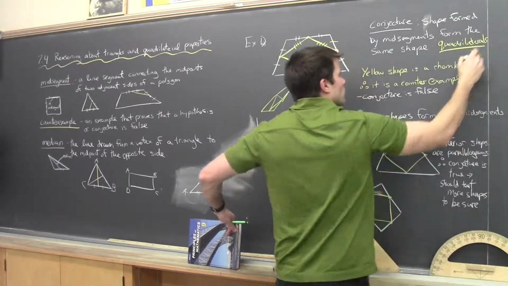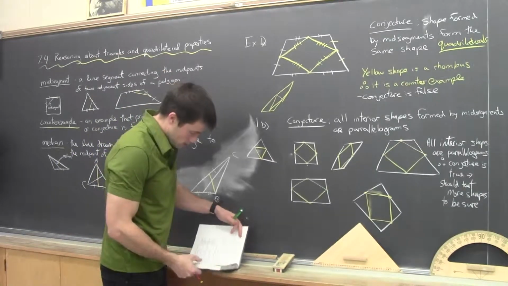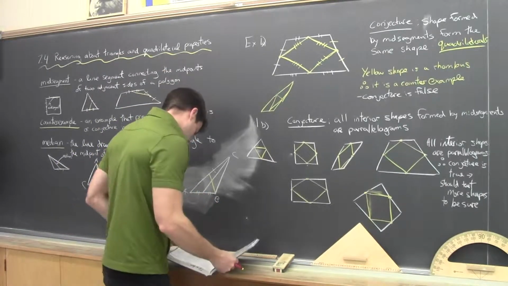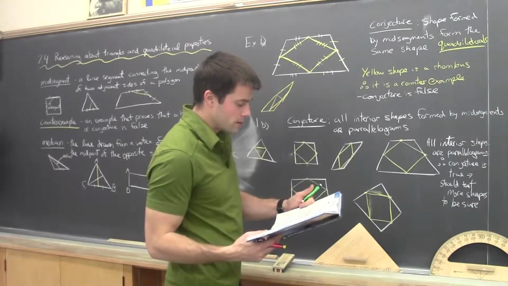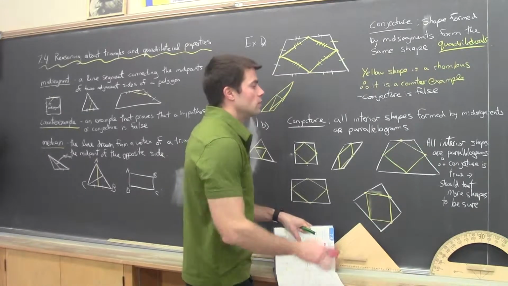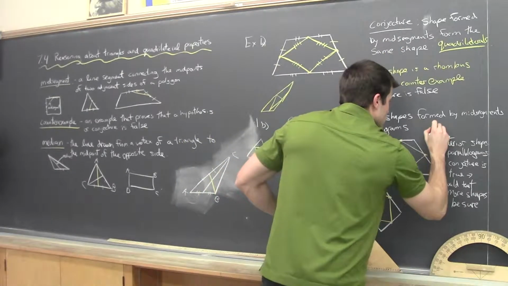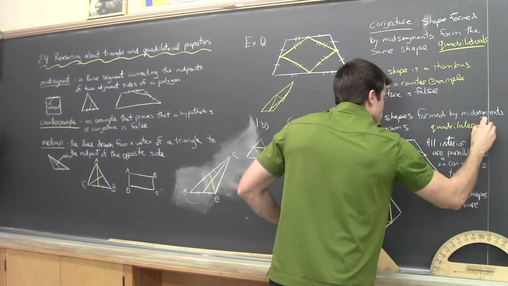Sorry, that was in the textbook, I just shortened the conjecture. Yeah, it does say quadrilateral: the shape formed by mid-segments of a quadrilateral has the same shape as the original quadrilateral. So this is referring to quadrilaterals. This is also referring to quadrilaterals. Good question, though.